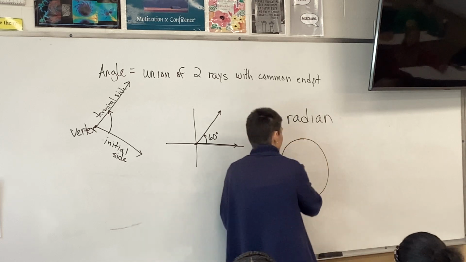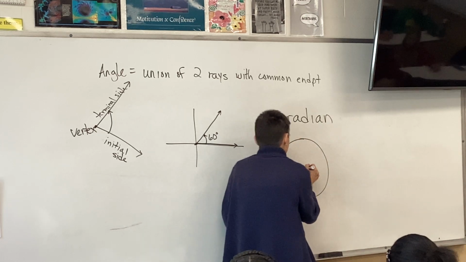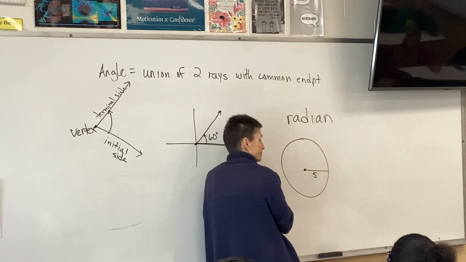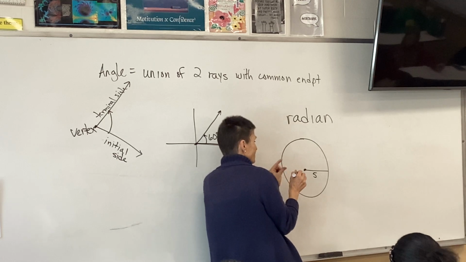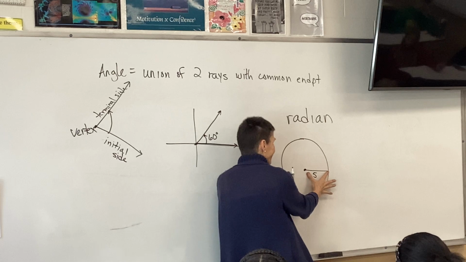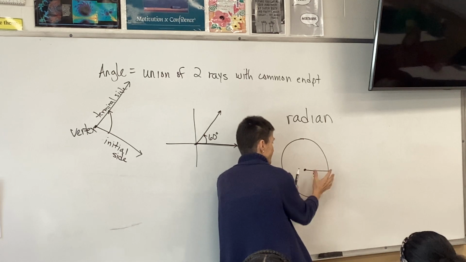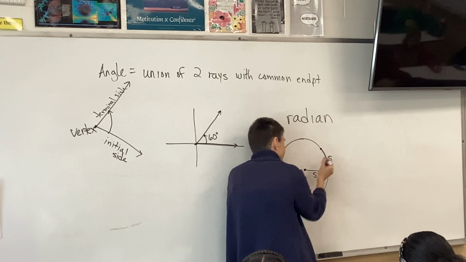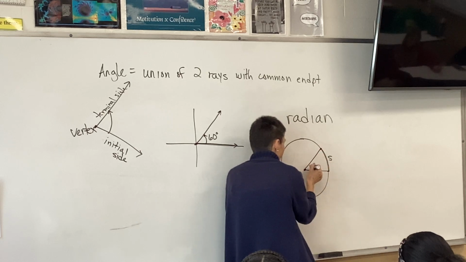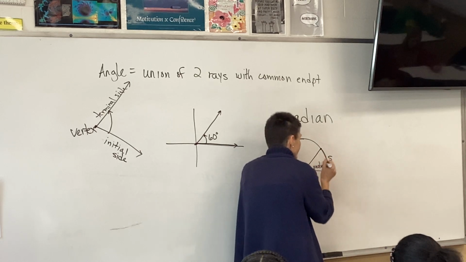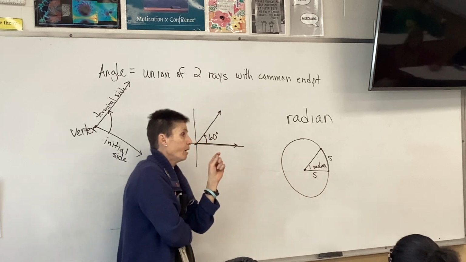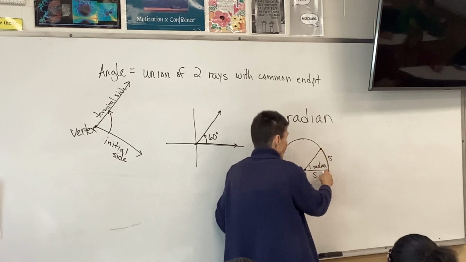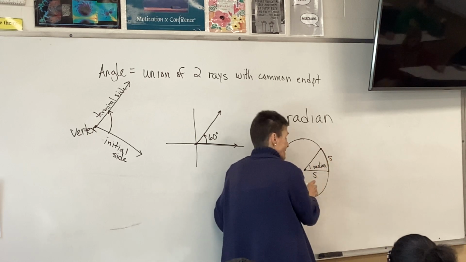If you draw a circle, and let's say that circle has a radius of 5, and you take a piece of string that is exactly 5 units long, same as the radius, and you lay it around the circle like this. That is 1 radian. So in other words, a radian is the measure of the angle that determines an arc of radius length.